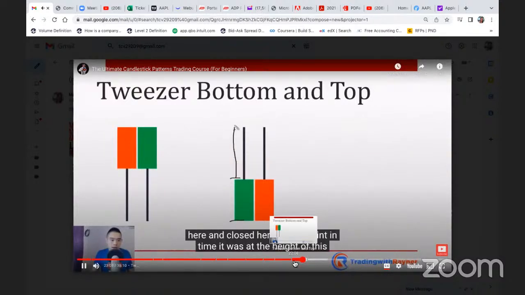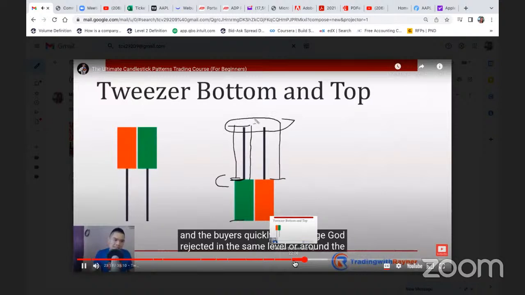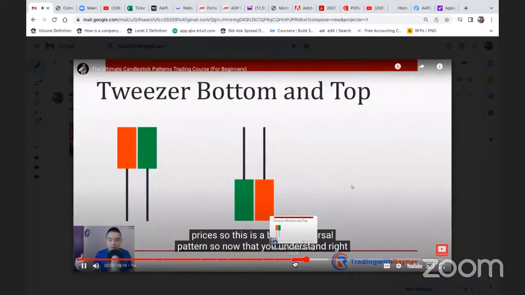At one point in time, it was at the highs of this session before the sellers did push price quite a bit, finally closing near the middle of the range of the candle. Then the next candle, the price opened here and the buyers quickly took charge. Got rejected at around the same level again before the sellers come in, push the price lower and finally closing near the low. So again, two times the price rejection of higher prices. So this is a bearish reversal pattern.